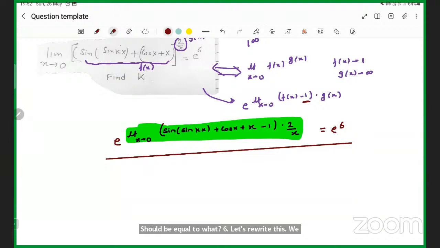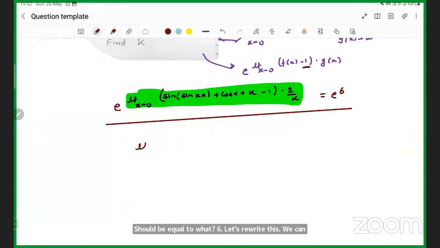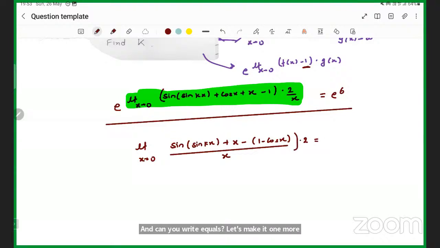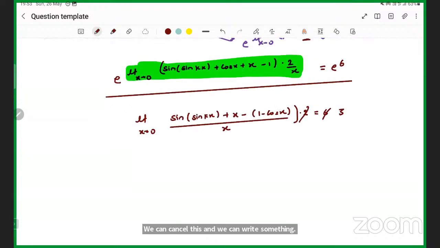So let's rewrite this. We can write something like limit x tends to 0, sine of sine kx plus x, and let's write it in this form so that we can relate it further, divided by x. Let's make it one more step: into 2 equals 6. So we can cancel this and write it in this form. Now it is just like a basic limit problem.